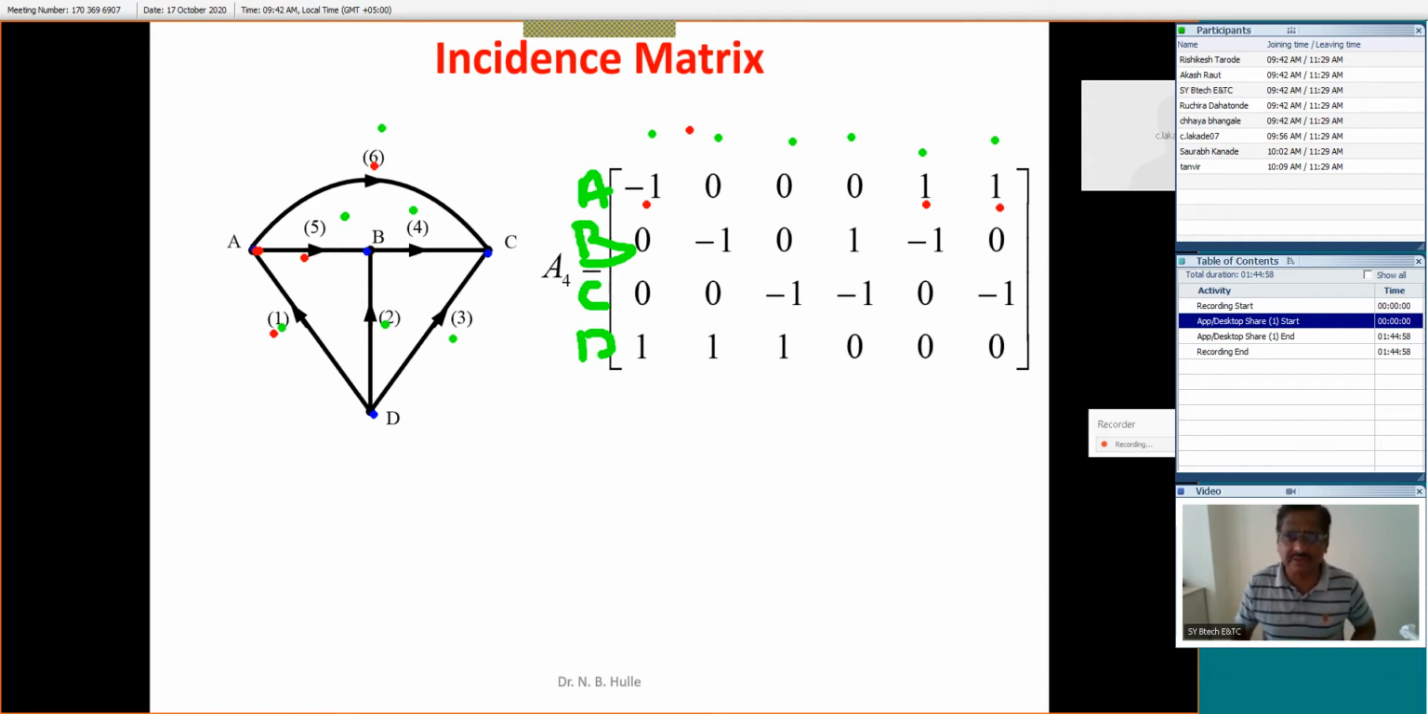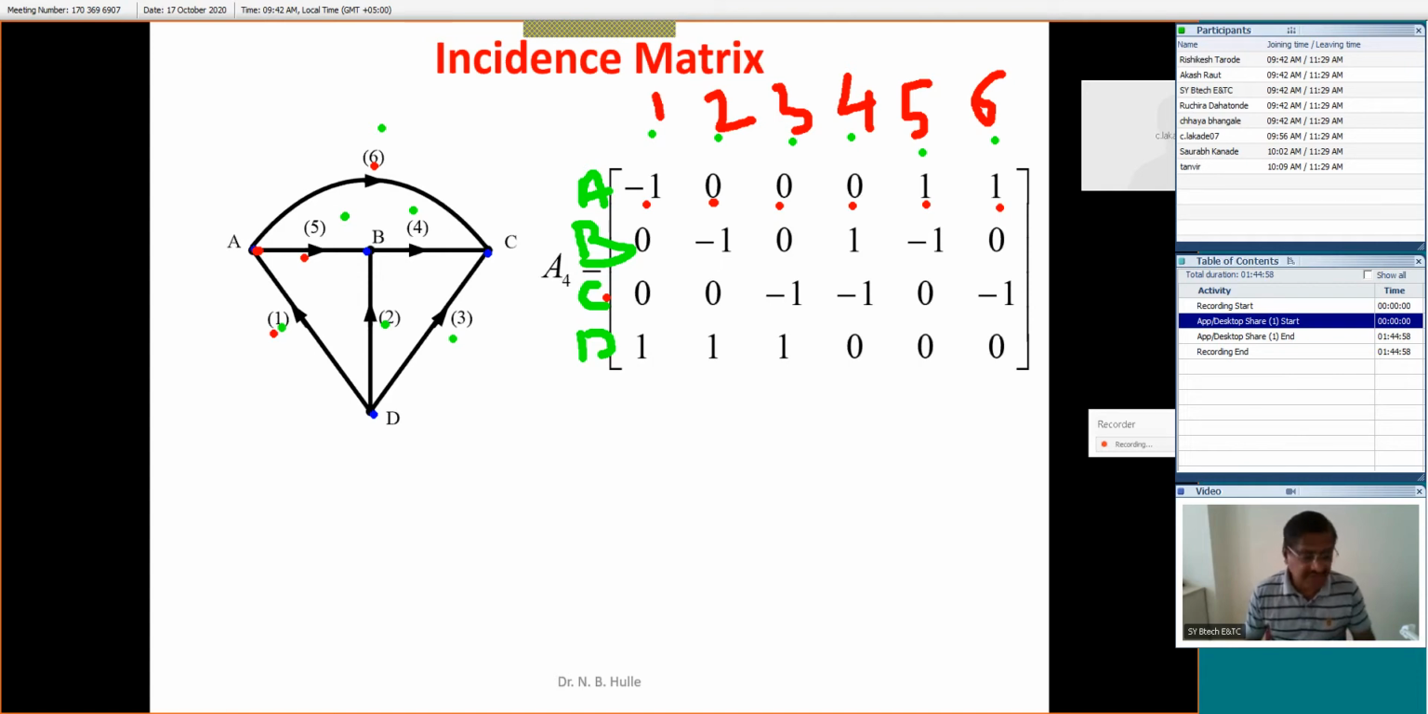Because in my matrix, this is branch number 1, this is branch number 2, this is branch number 3, this is branch number 4, this is branch number 5, and this is branch number 6. Now look, this 1 is incoming, -1. This 5 is outgoing, for this 5 it is a +1. This 6 is outgoing, +1. And other than these 3 branches, no branch is connected to the node A. That's why the remaining entries will be 0. Are you getting me?